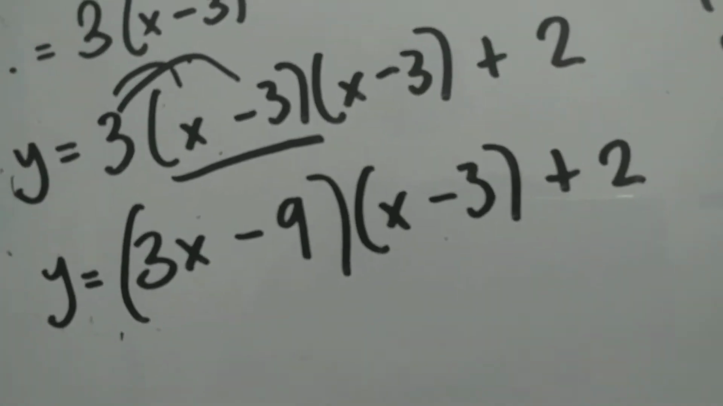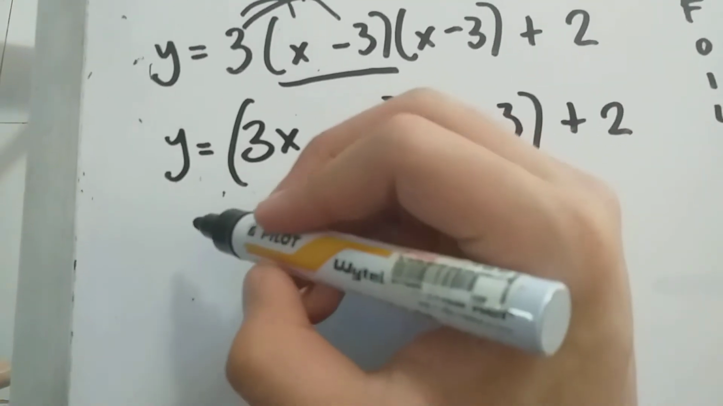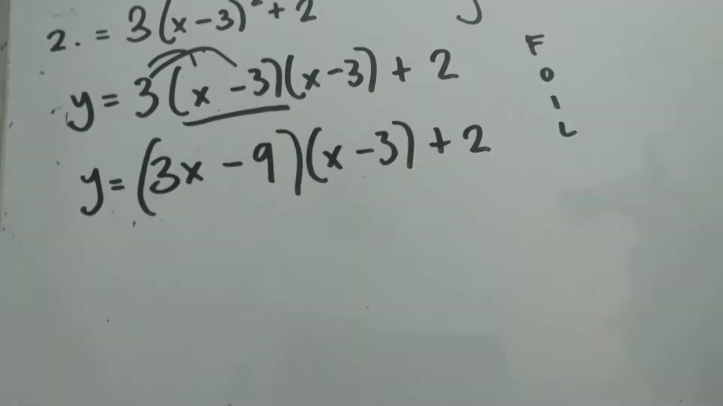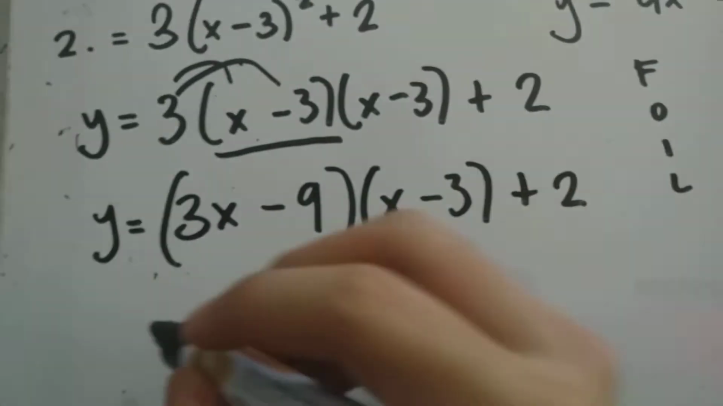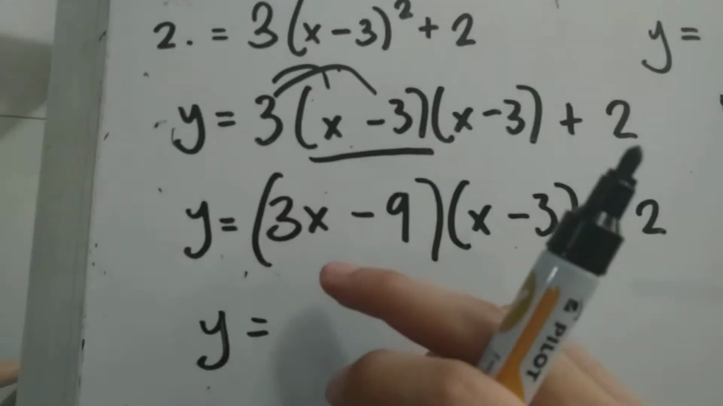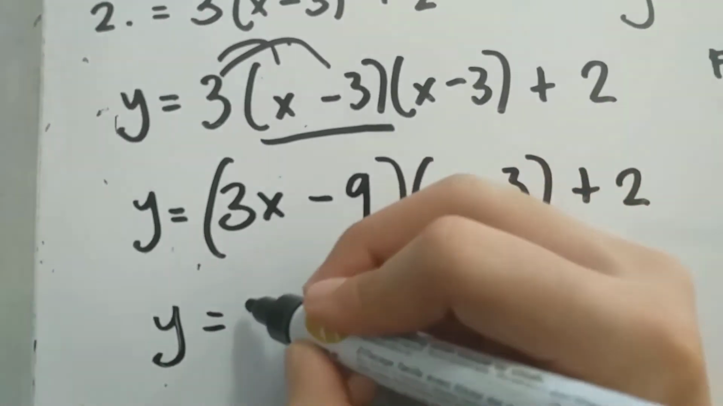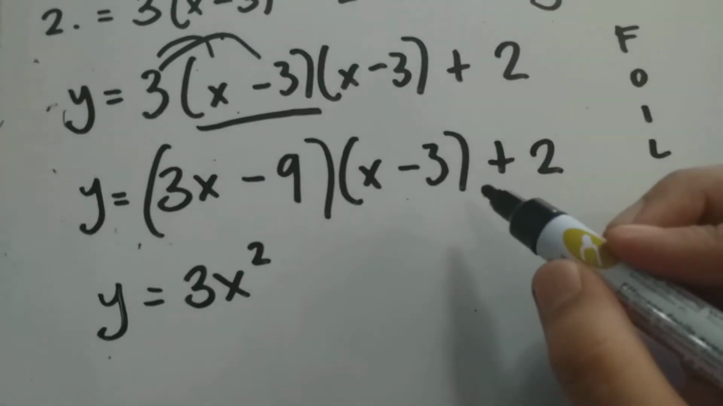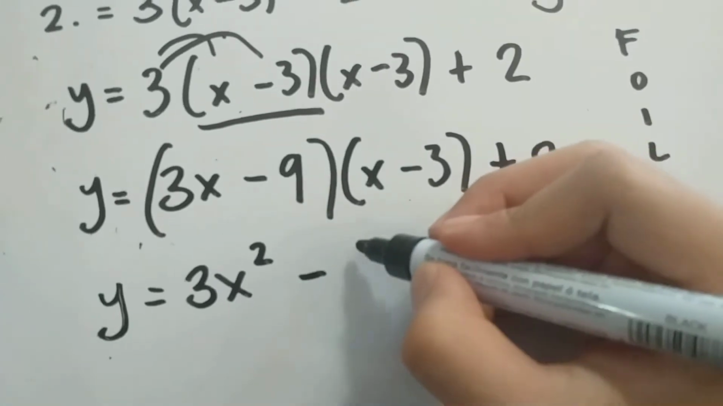After you have distributed, you get two parentheses, then you FOIL. So 3x, you FOIL first terms, 3x then x. 3x times x is 3x squared. 3x times negative 3x is negative 9x.